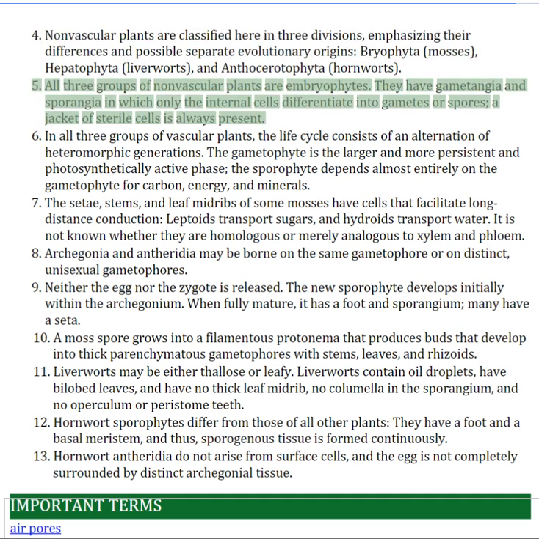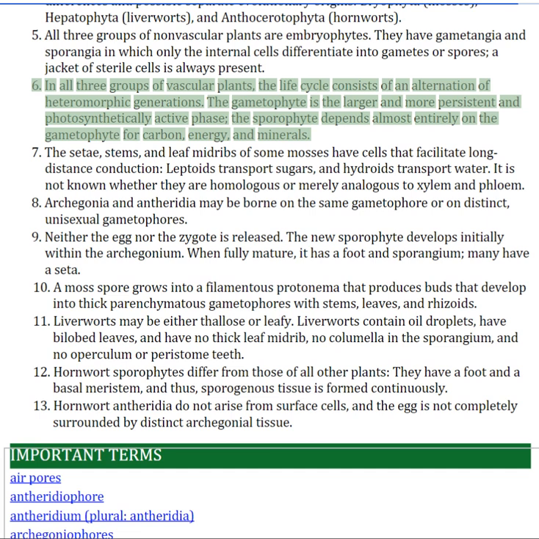Anthocerophyta. 5. All 3 groups of non-vascular plants are embryophytes. They have gametangia and sporangia in which only the internal cells differentiate into gametes or spores. A jacket of sterile cells is always present. 6. In all 3 groups of non-vascular plants, the life cycle consists of an alternation of heteromorphic generations. The gametophyte is the larger and more persistent and photosynthetically active phase. The sporophyte depends almost entirely on the gametophyte for carbon, energy, and minerals.